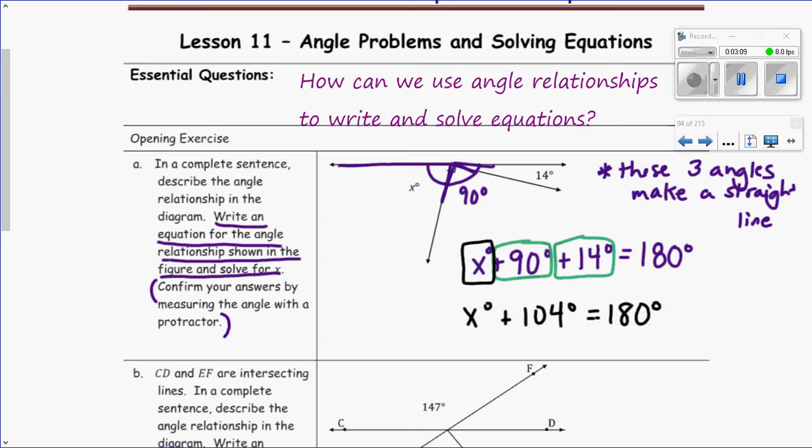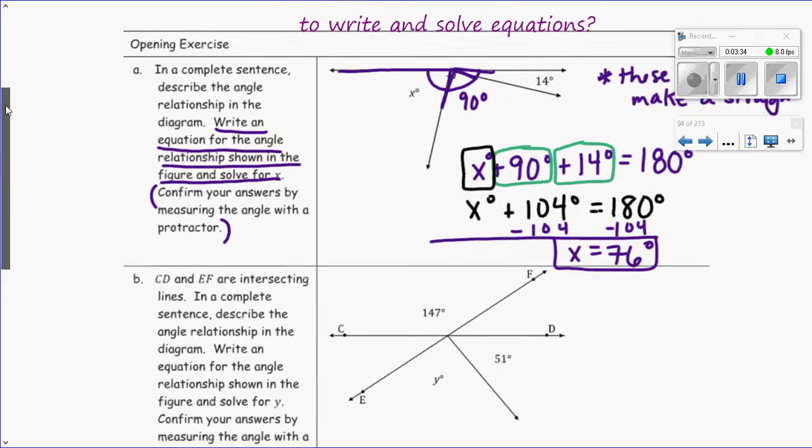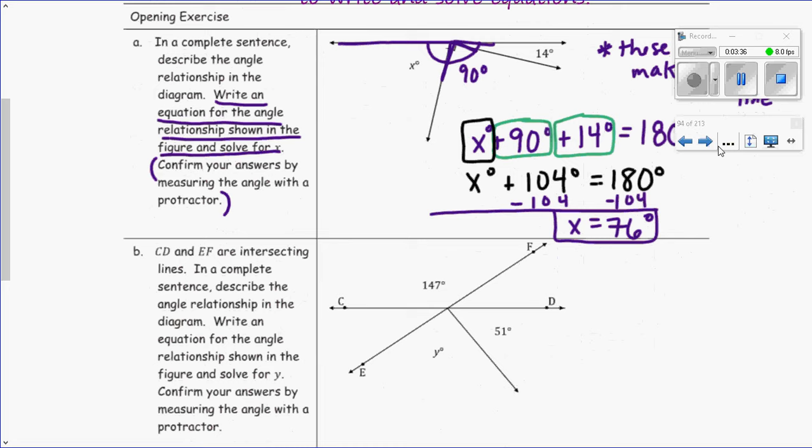So something plus 104 equals 180. That's just a one-step equation. So go ahead and solve that by subtracting 104 on both sides. And we get our final answer of 76 degrees. Okay, go ahead and plug that back in to make sure. So 76 plus 90 plus 14 should all equal 180. Okay, we're going to go a little faster. Like I said, pause it, rewind it if you need to.